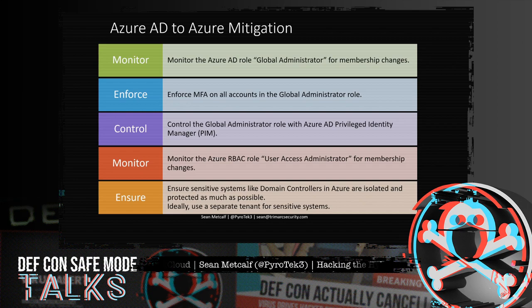root level. Regarding sensitive systems, severely restrict who has access to them. Placing them in a separate subscription will protect against common over-permissioning, but not against this sort of attack. So leveraging a separate Azure tenant is the best method for isolating and securing sensitive systems, including domain controllers.